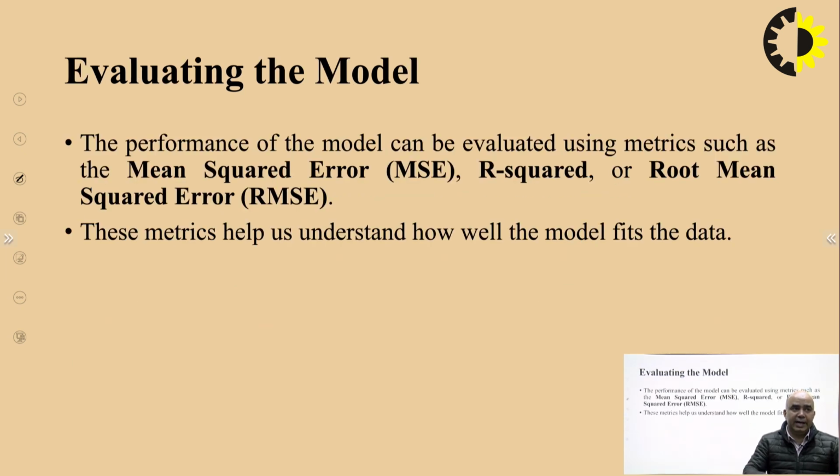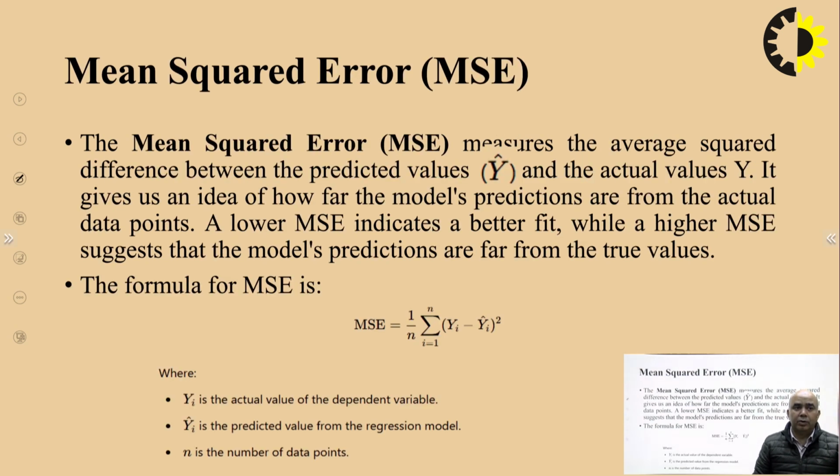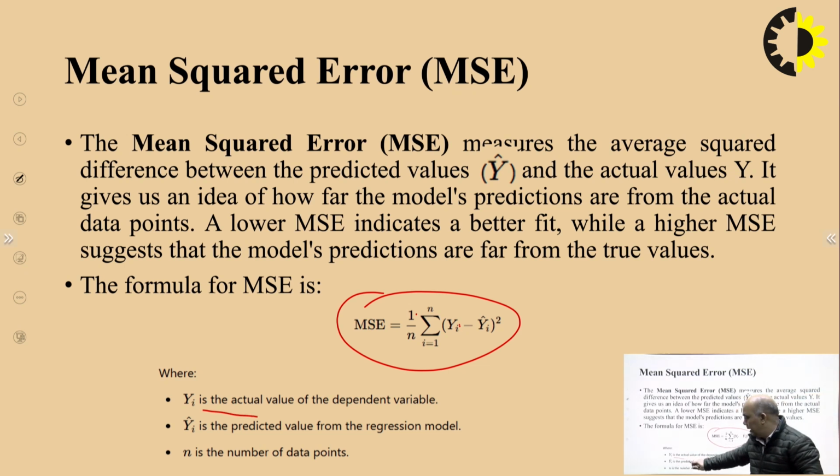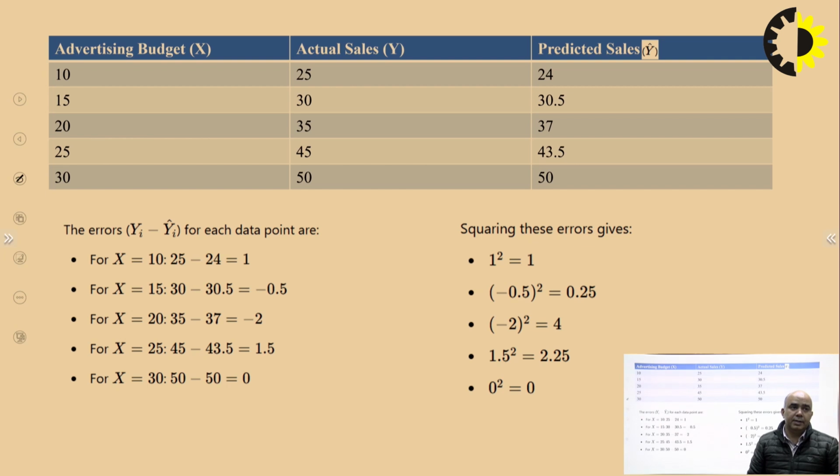If there are any kind of errors, then we use measures like mean square error, R square, and RMSE. For that, this is the formula: MSE is equal to 1 by n summation of n, yi minus y dash i, whole square. Y is the actual output, y dash is the predicted output, and n is the number of data points.